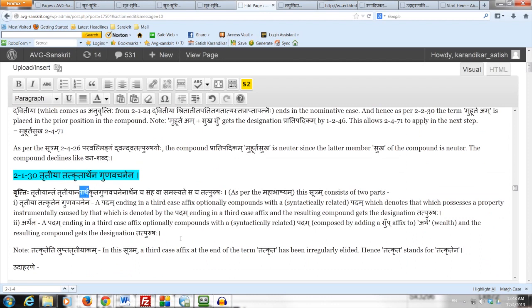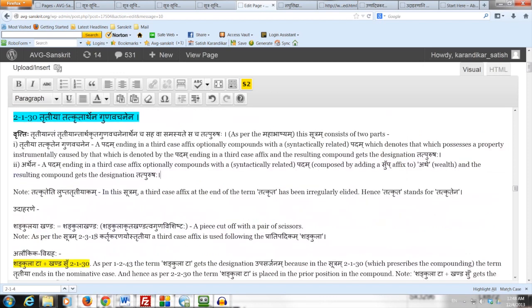For example, we'll soon be looking at the compound Shankulaya Khandaha equals Shankula Khandaha, a piece cut off by a pair of scissors. Shankulaya is a tritiyantam padam. That word cannot perform any action. It is the pair of scissors, the thing which is denoted by the tritiyantam padam, that can perform the action of cutting. That is why the vritti says tritiyantartha krita gunavachanena.